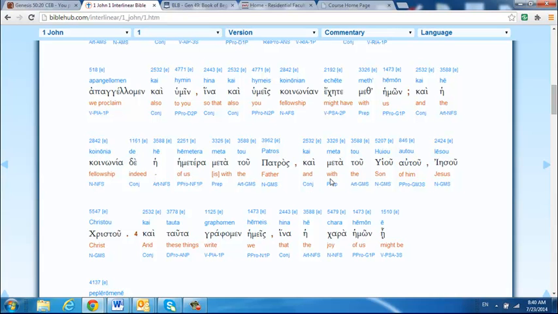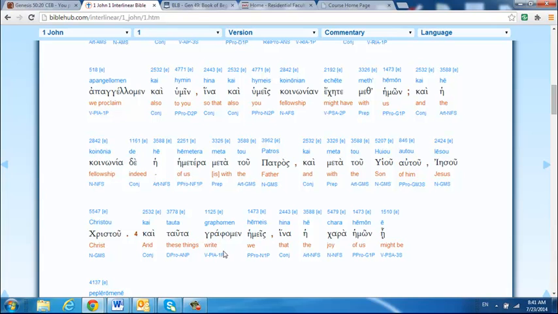Kai meta tou huiou autou, and with his Son. It's not only, our fellowship is not only with the Father, but our fellowship is also with his Son, namely Iesou Christou, Jesus Christ. The reason Jesus Christ is in the genitive is because it is telling us about Son, and that's called apposition. And so the genitive has no special meaning there. It's just in genitive because it's telling us about a word that's genitive.